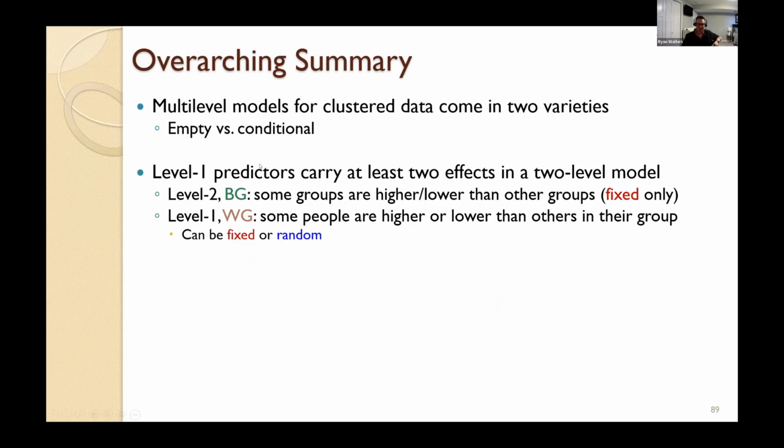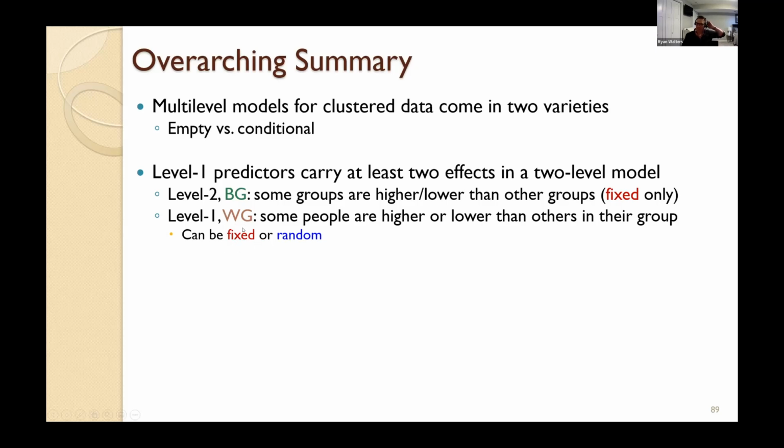Level 1 predictors carry at least two effects in a two-level model. They have a between group effect because some groups average more or less of the predictor. And then it has a within group effect, where some people within a group have more or less compared to other people in their groups. In a two-level model, that between group effect is likely fixed effect only. The within group effect can be fixed with or without a random effect, right?